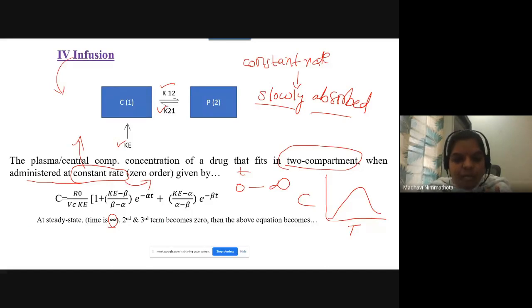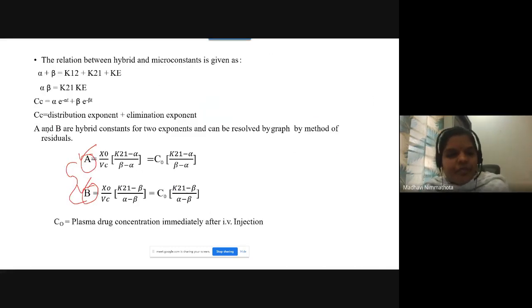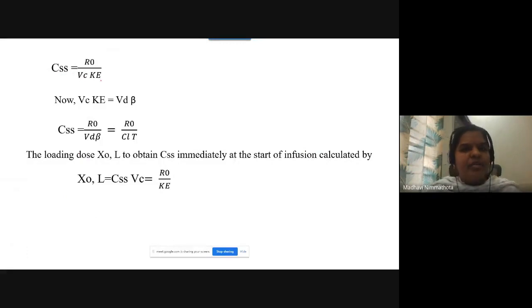The second term and the third term become 0. That means this is the third term and this is the second term in these equations. This is the first term. So at steady state, the time is infinity, and the second term and the third term become 0. Then the above equation becomes 0 plus 0, 1 plus 0, 1, and R0 divided by VC into KE into 1 equals R0 divided by VC into KE. See, CSS is equal to R0 by VC into KE.